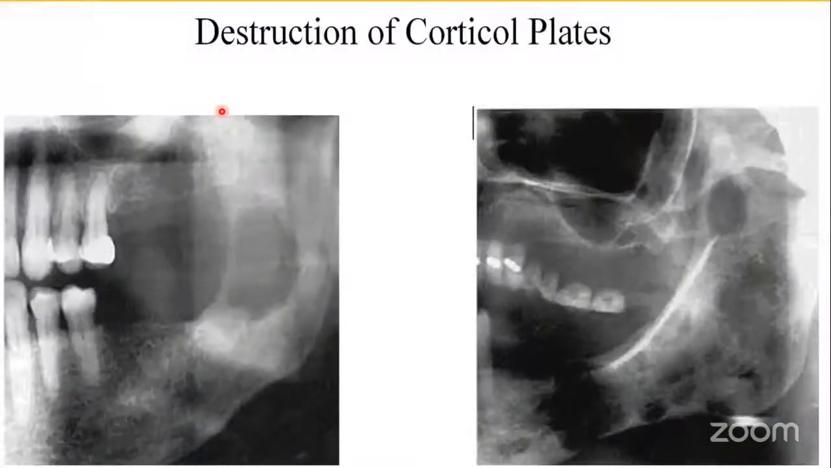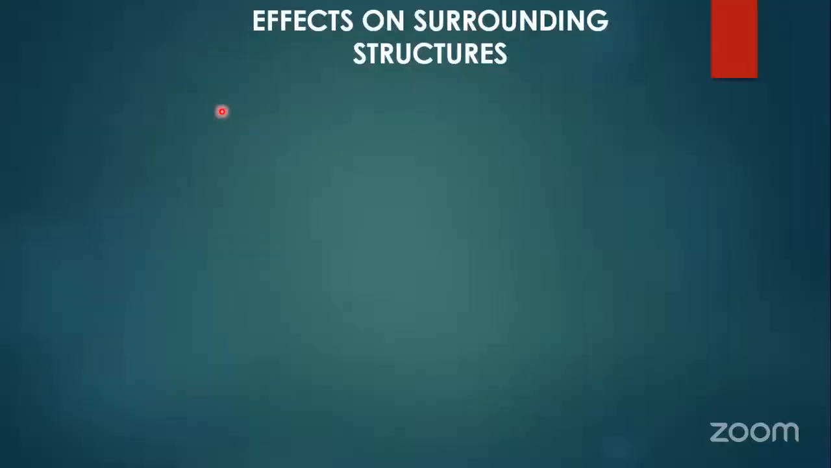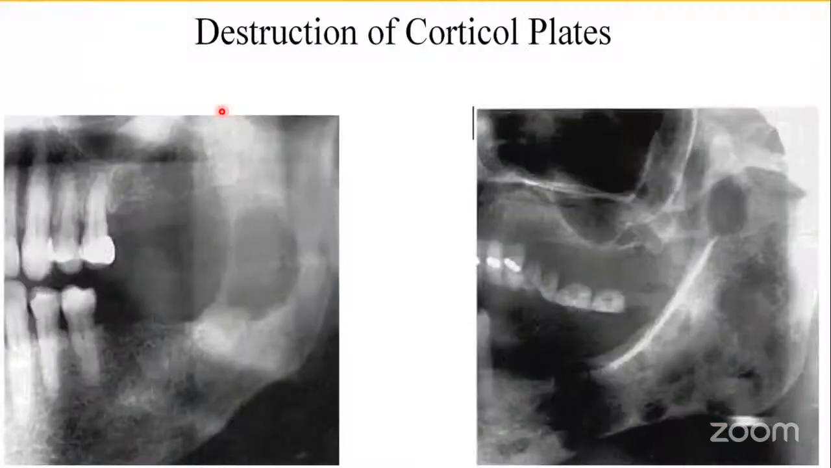Moving on to the destruction. Destruction I've already discussed with your friend. Okay, so this is the destruction of cortical plates because of highly expansile and aggressive tumors, like your OKC and all that. So it is going to erode your bone completely. There's going to be rapid destruction of both the buccal and the lingual cortical plates.